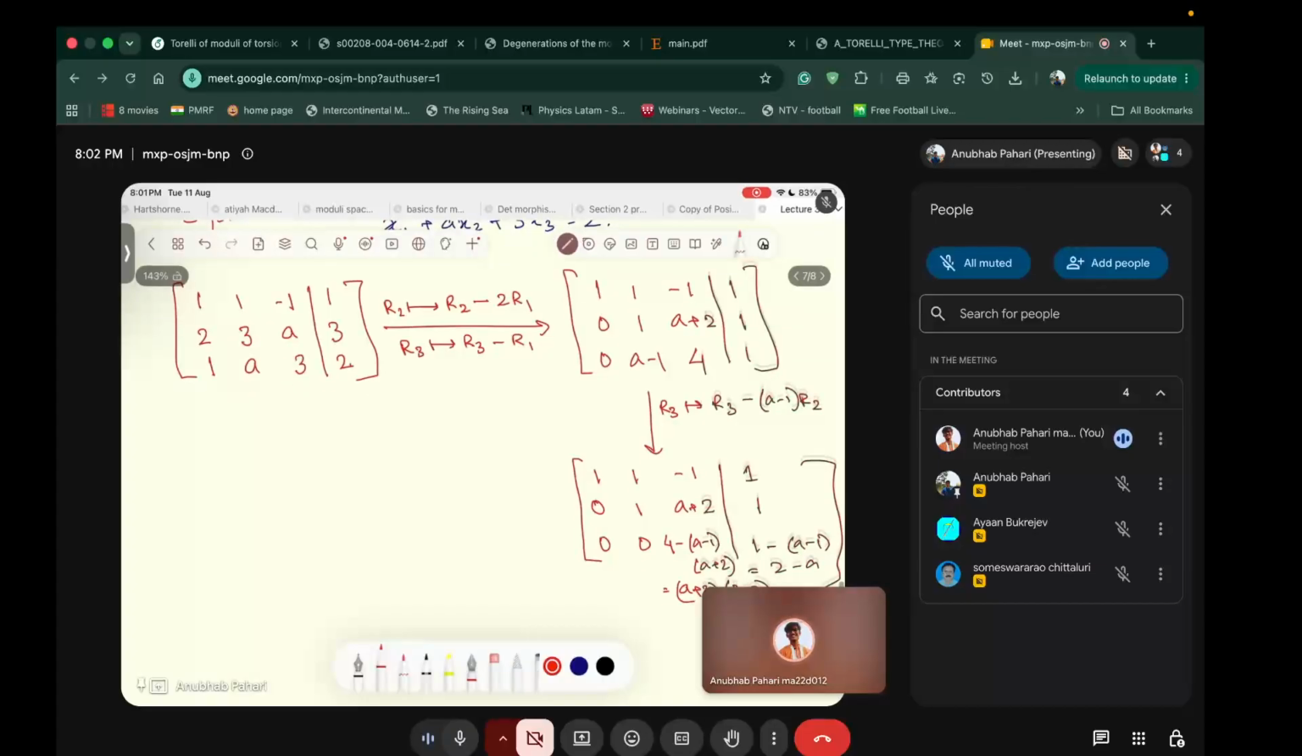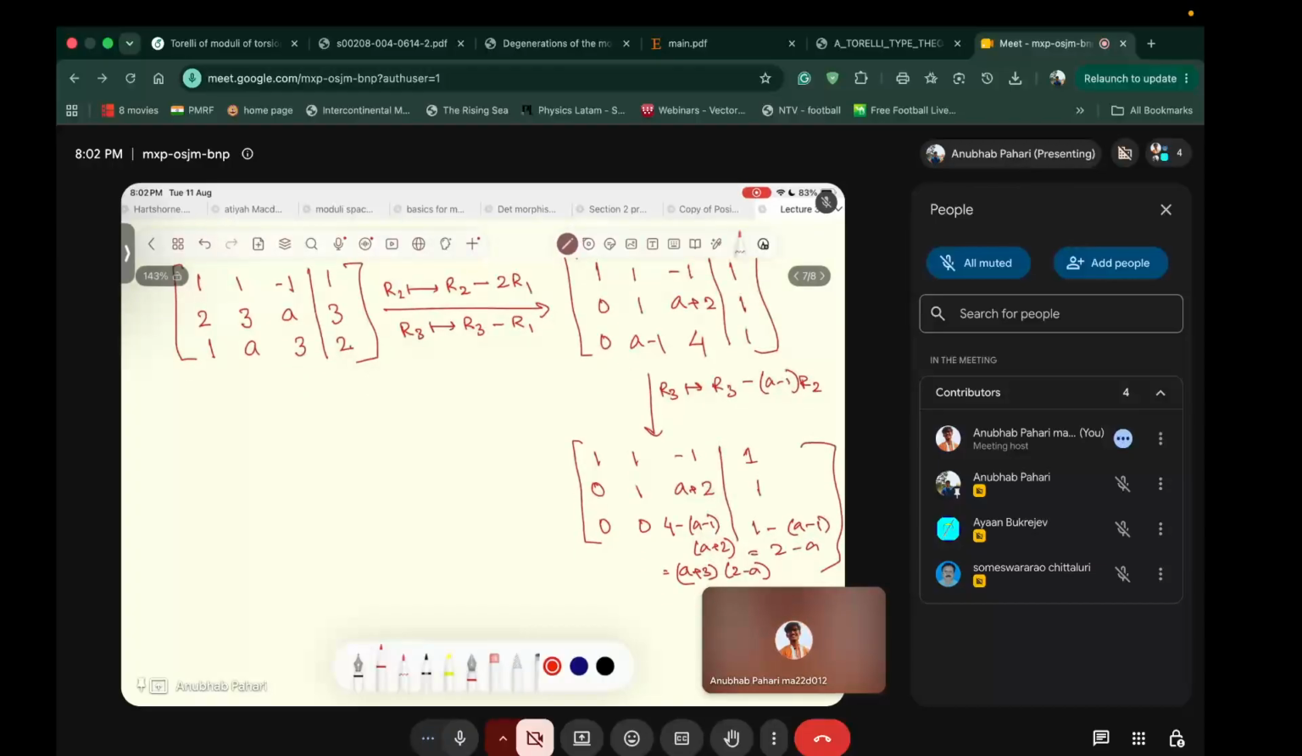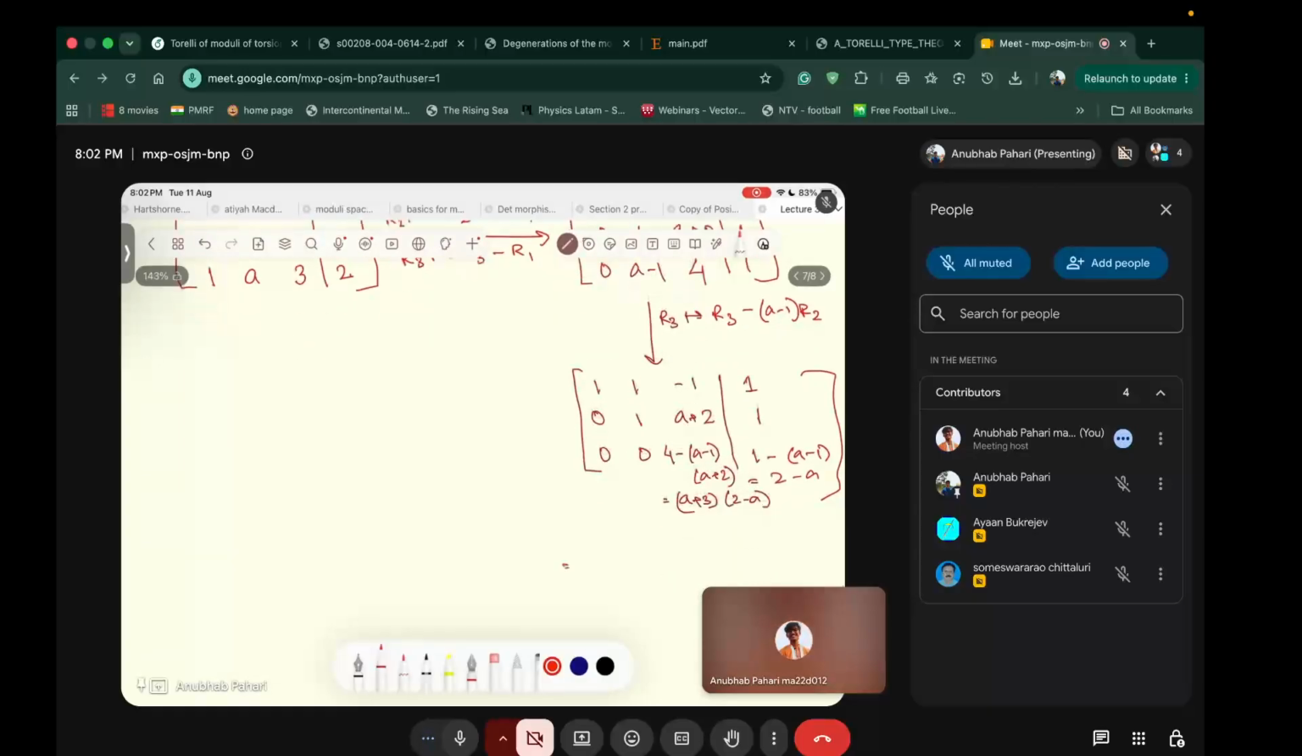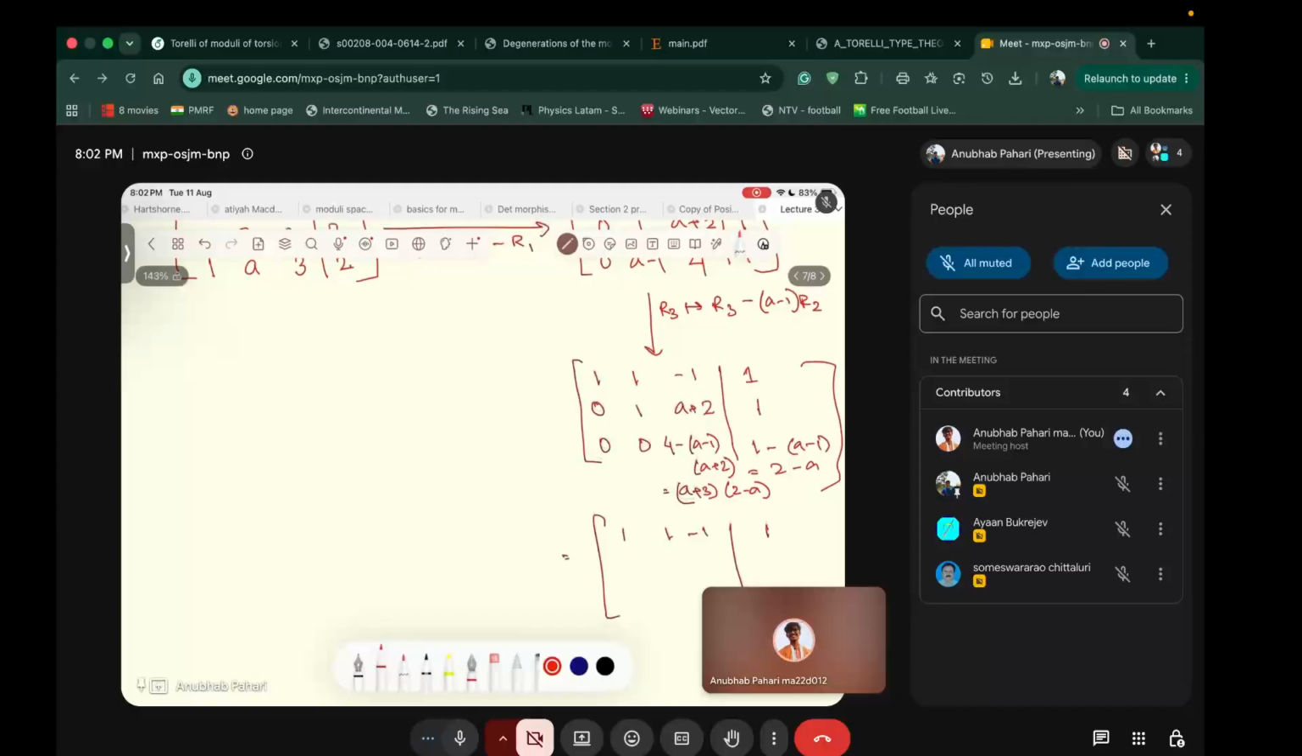Apologies for the confusion. Now, okay, let me write it clearly. I think it will be better. 1 1 minus 1 1, then 0 1 a plus 2 1, 0 0 a plus 3 into 2 minus a, into minus a. Okay.